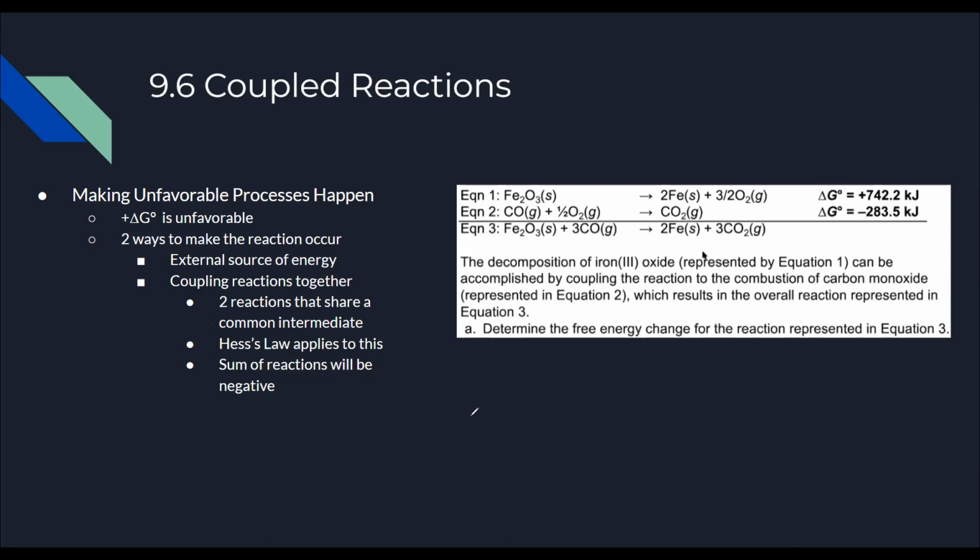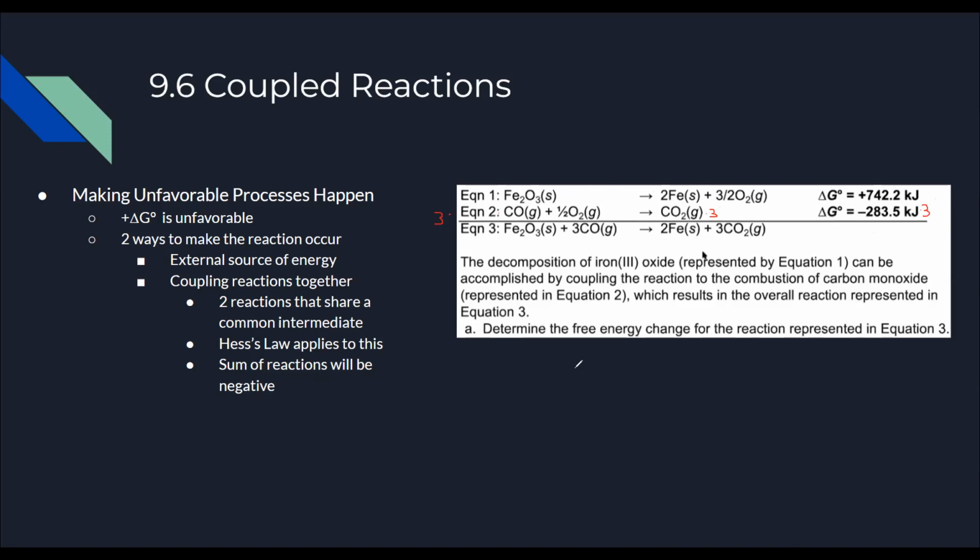So let's try this problem out. So we have Fe2O3 makes 2Fe plus 3/2 O2, and delta G is plus 742 kilojoules. And you also have CO plus 1/2 O2 creates CO2. And you're trying to get to equation 3. So equation 1 is all good, but for equation 2, in order to cancel out the oxygen, as that's our common intermediate, you have to multiply both sides by 3, and you have to multiply delta G times 3.